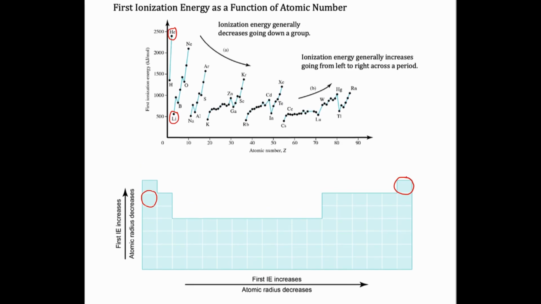The trend that we see is the first ionization energy increases as we go to the right on the periodic table, and we also see that that ionization energy increases as we go up on the periodic table as well. So that means that helium is going to have the highest ionization energy, and atoms here in the lower left would have the lowest.